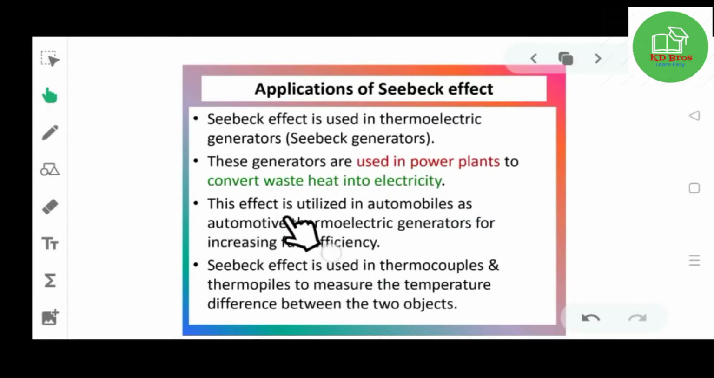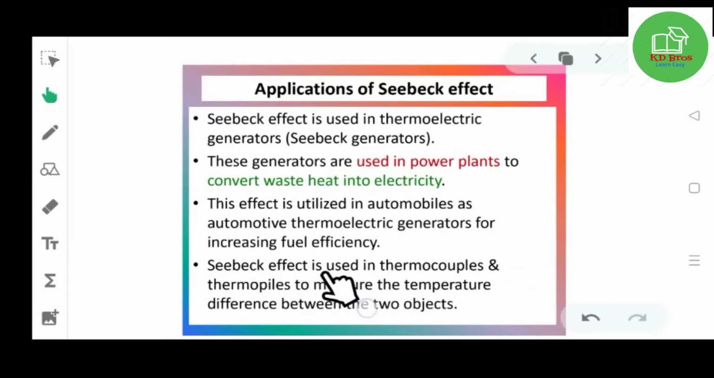Second, this effect is utilized in automobiles as automotive thermoelectric generators for increasing fuel efficiency. It increases the fuel efficiency. Earlier, petrol would flow very fast in motors, but now, like BS4, we have a new model where the fuel is injected drop by drop. It is a nice technology which is introduced in automobiles.